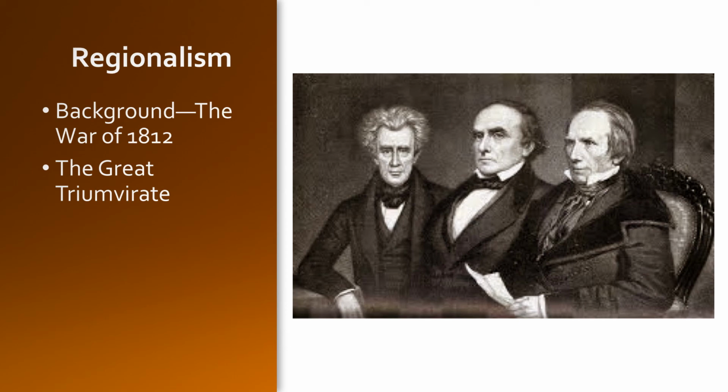Also, a recap on the Great Triumvirate. We have new political leaders post-War of 1812, and these are really best defined by our big three. Representing Southern interests, John C. Calhoun of South Carolina. Representing New England's interests, Daniel Webster of New Hampshire, member of the Federalist Party. And then representing the West, Henry Clay, who later on will be one of the early founders of the Whig Party.